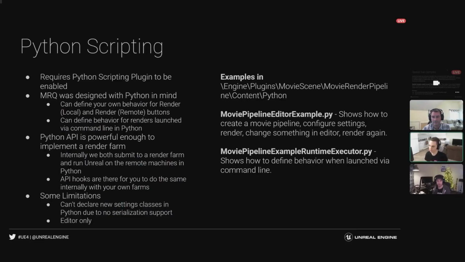If you'd like to find out more information about our Python scripting, we have examples in the movie scene / movie render pipeline / content / Python folder. With this, we ship 2 examples. One of them is an example in the editor, and it shows you how to create the movie pipeline, configure the settings, render it in the editor, change something in the editor world, and render again. This can be useful if you're trying to automate rendering turntables. You might want to assign your actor in the editor world, render the turntable, come back to the editor world, change which actor is in the turntable, render it again, and things like that.